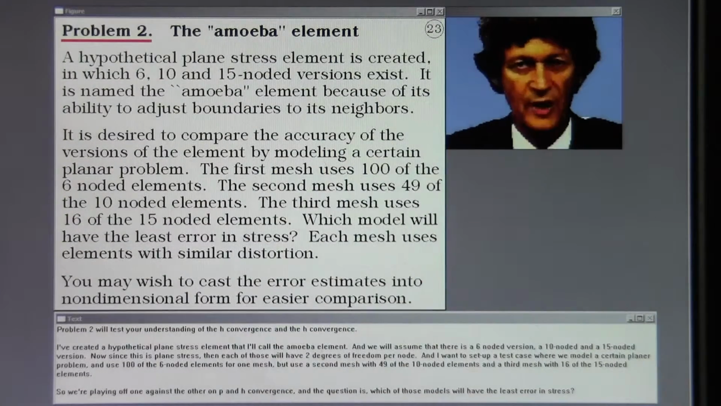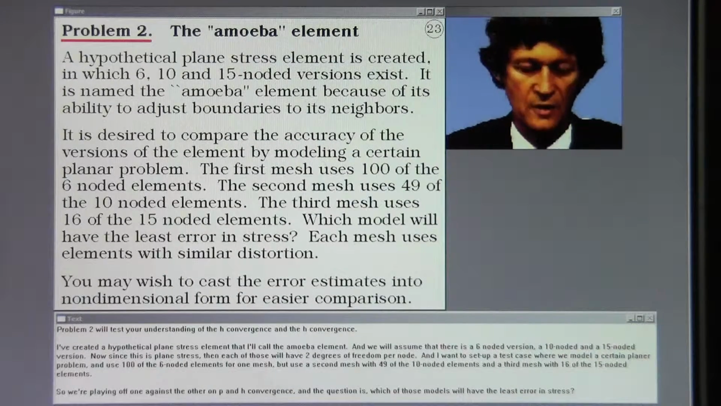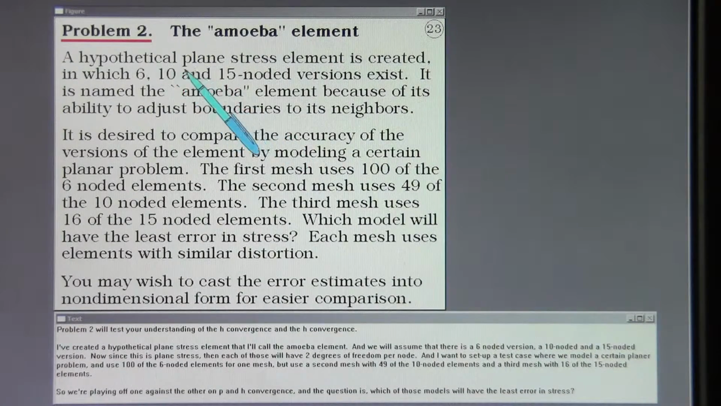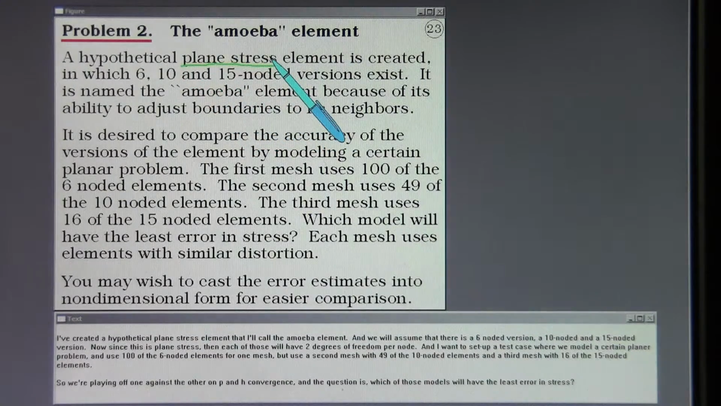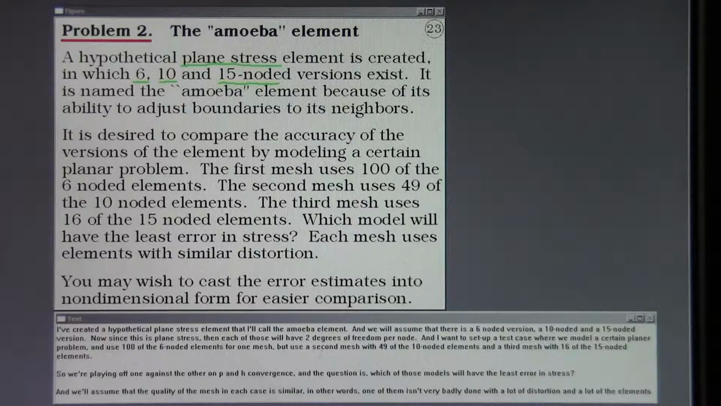Problem 2 will test your understanding of the h convergence and the p convergence. I've created a hypothetical plane stress element that I'll call the amoeba element, and we will assume that there is a 6-noded version, a 10-noded, and a 15-noded version. Now, since this is plane stress, each of those will have 2 degrees of freedom per node.